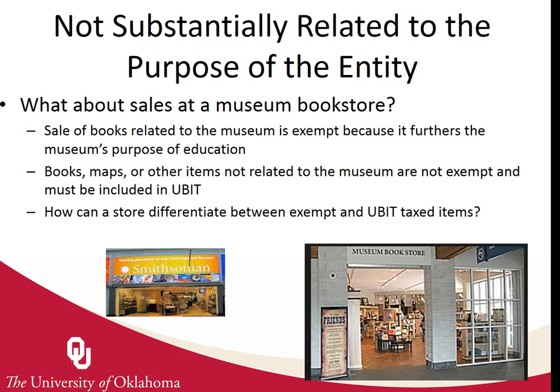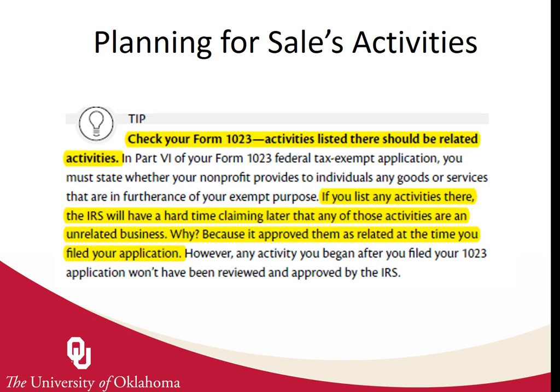So how can a store differentiate between exempt and UBIT taxed items? In today's world, it's fairly simple. The cash registers are programmed so that certain inventory items that are related to the purpose of the museum are listed as non-taxable items. Other items that are sold for the purpose of raising money for the museum, but are not in alignment with the purpose, would be characterized as taxable sales.